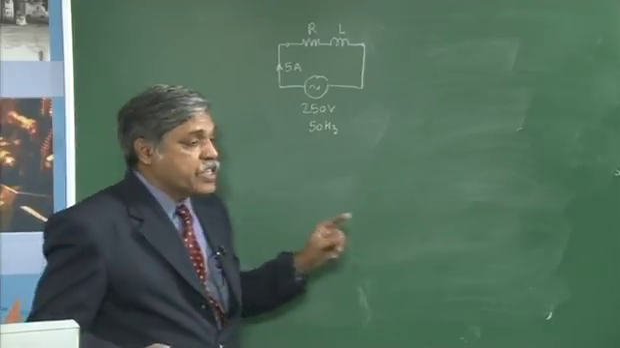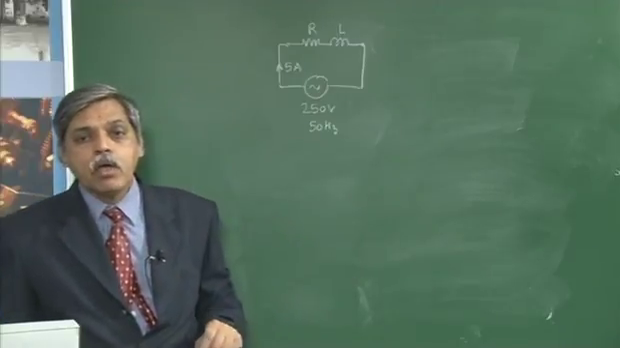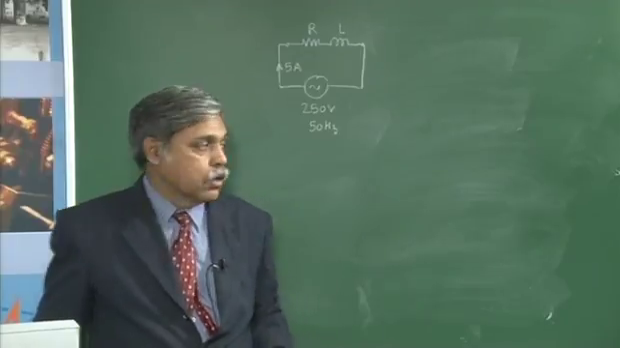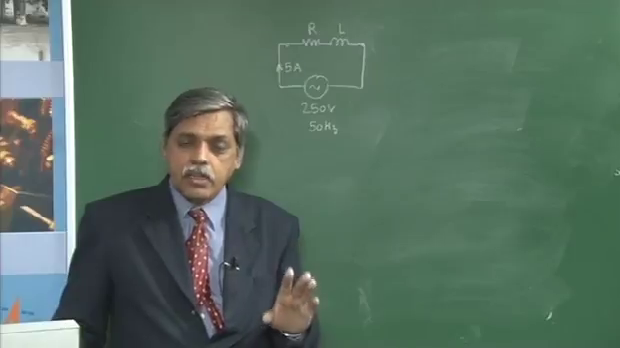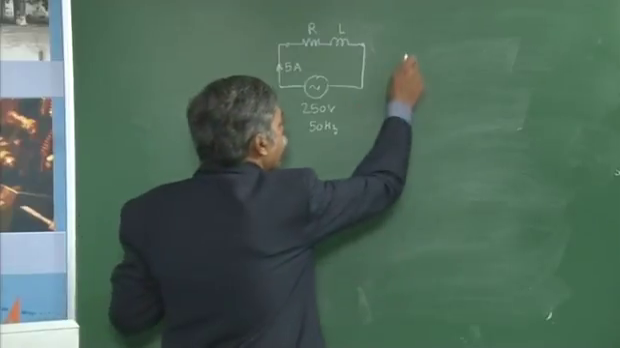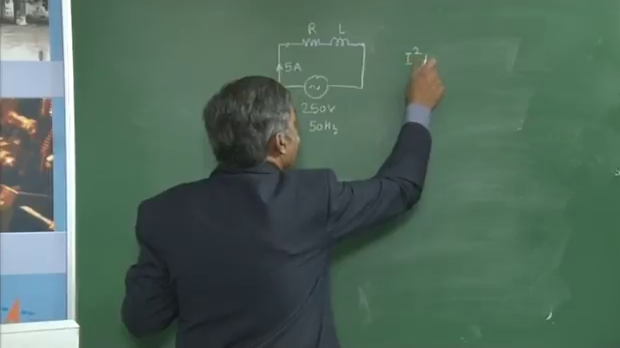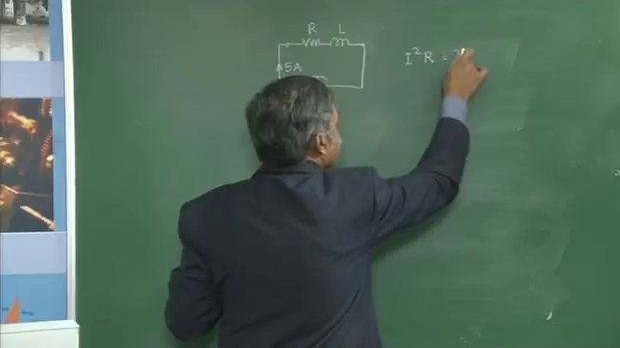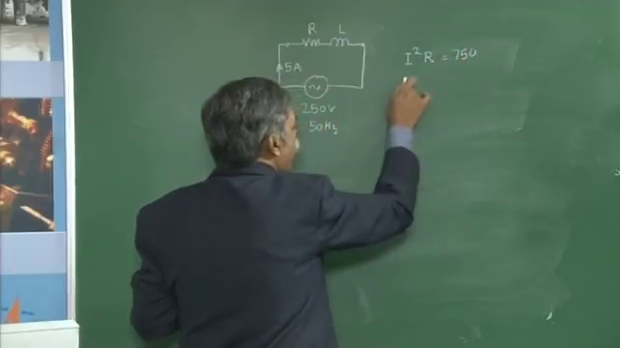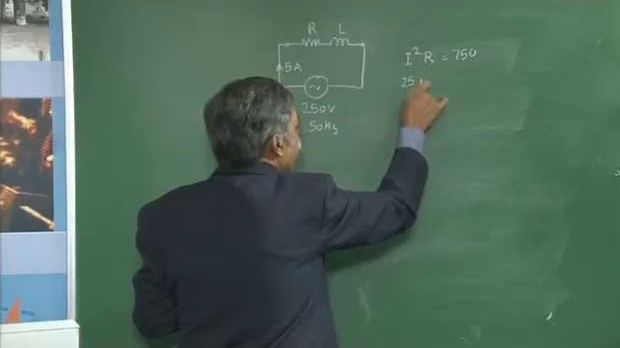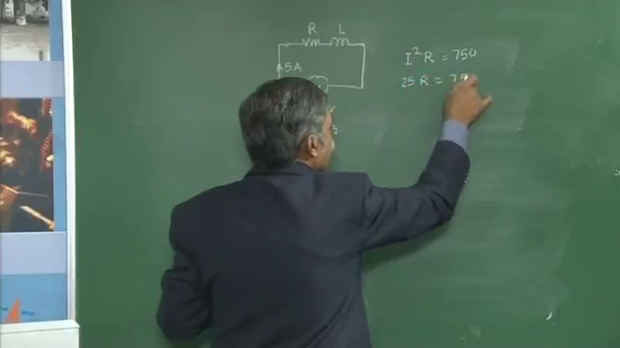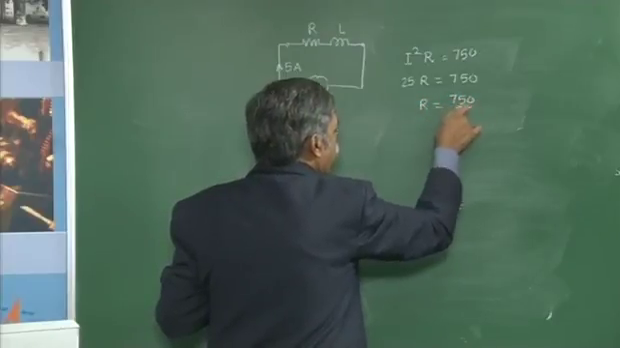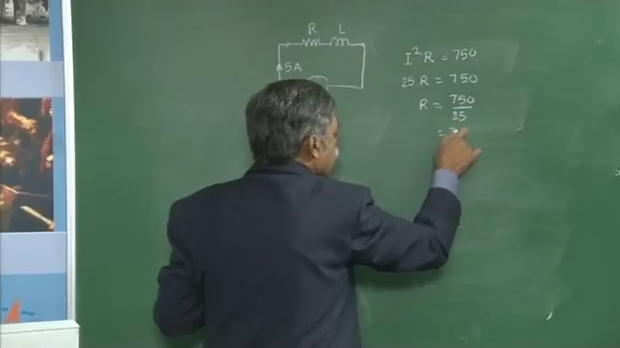So the given 750 watts in the problem is the power dissipated in the resistance of the circuit. Therefore I can write I square R, the power dissipated in the circuit, is equal to 750 watts. I is 5 amperes. So 5 square is 25, multiplied by R, is equal to 750. So R is equal to 750 upon 25, which directly gives 30 ohms.